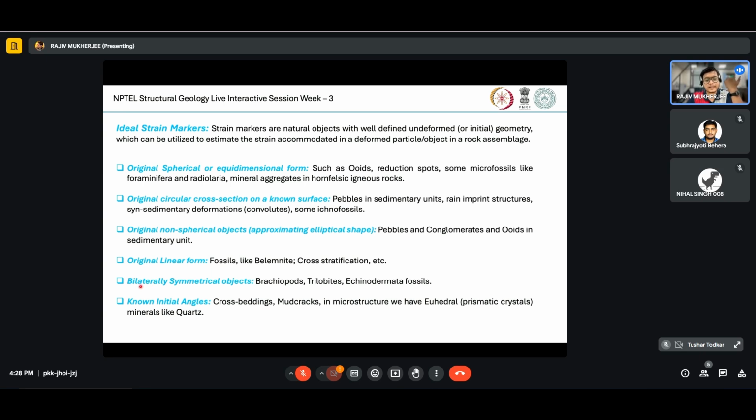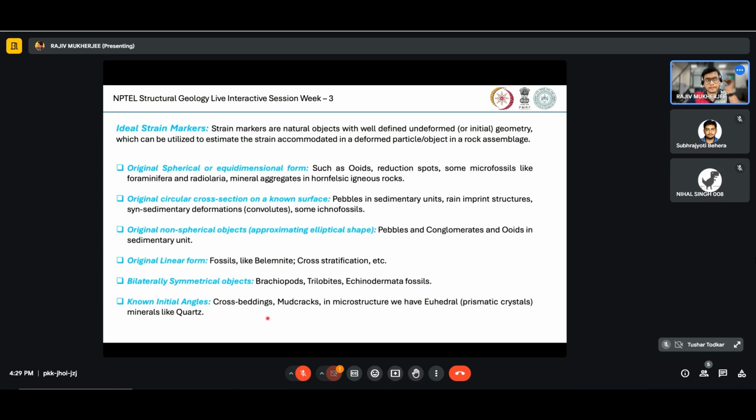Another important part is bilaterally symmetrical objects such as brachiopods, trilobites, and echinodermata fossils, which have a bilaterally symmetrical shape. Due to deformation, such as coaxial deformation, this bilateral symmetry can get distorted, and from the distortion we can calculate the asymmetry in their shape. The degree of asymmetry accumulated in these fossils is a direct indicator of the strain. Right?